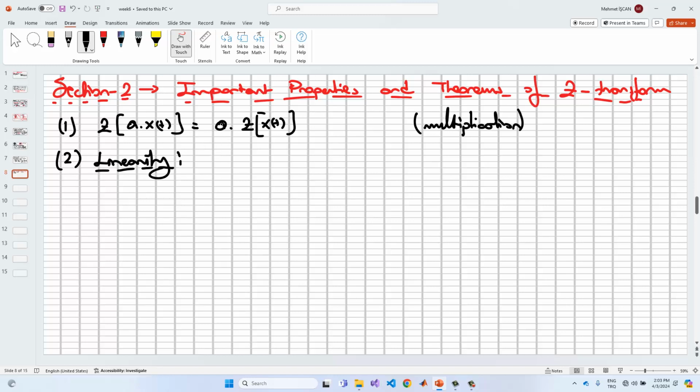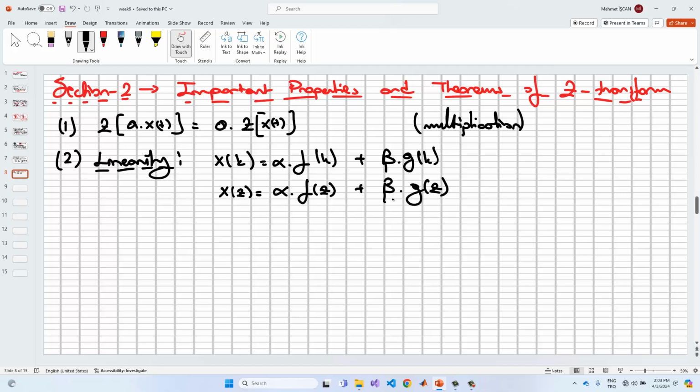For example, if we have x(k) equal to alpha f(k) plus beta g(k), and then we can represent the Z transform just like this one. Okay, this is the linearity property of these terms. Otherwise, we cannot apply the Z transform in here because it must be linear. Okay.